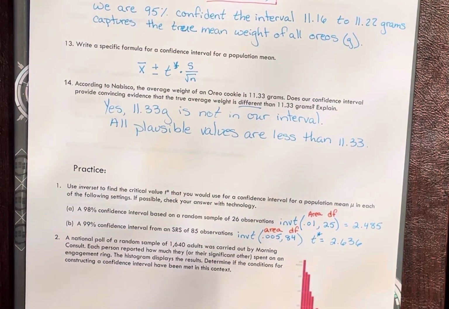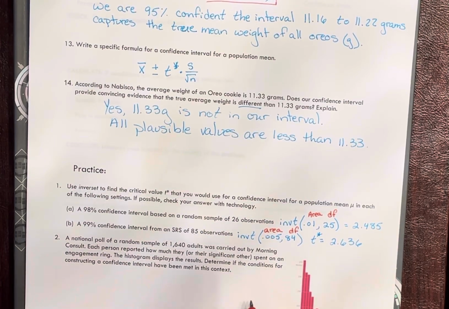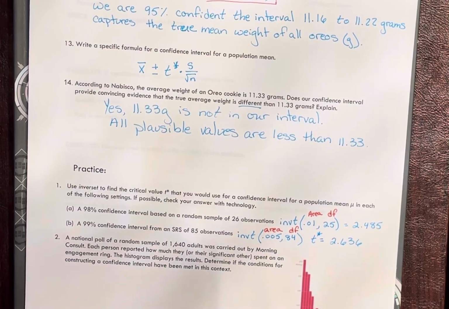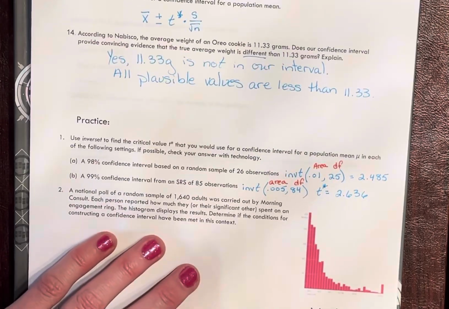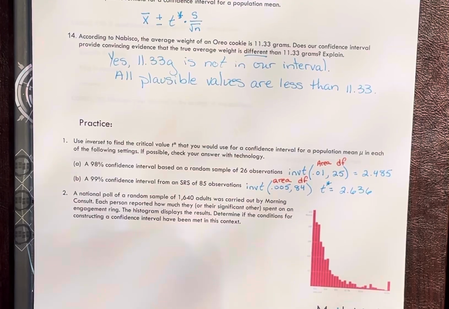All right, and the last question, it says, have the conditions for constructing a confidence interval been met? I'm looking at, what is this? Each person reported how much they or their significant other spent on an engagement ring. Oh boy. You can clearly see this graph is very skewed to the right, right? Strongly skewed to the right. Oh, you can't see because I covered it up. There we go. Strongly skewed to the right.